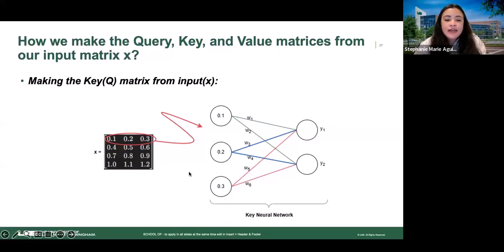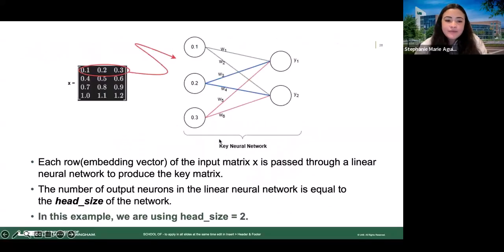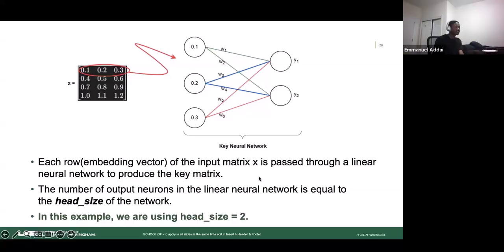So if I had an X matrix and wanted to get a head size of 2 for the output, you would put this embedding vector and pass it through the linear neural network, and that will produce your key matrix, with a number of output neurons. So here, the head size would be 2. Here's your input, your weights, and then you would have your output, or your head size. Make sense so far? Yes. Okay.